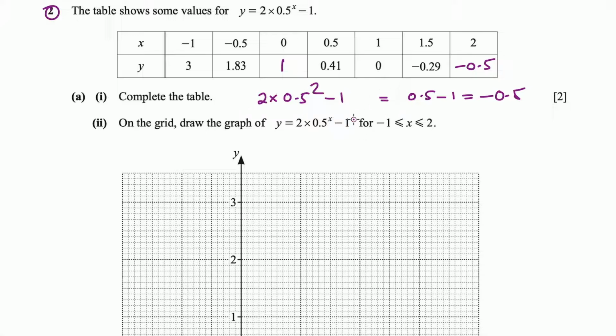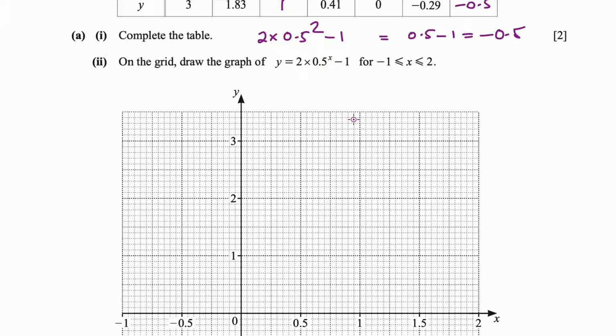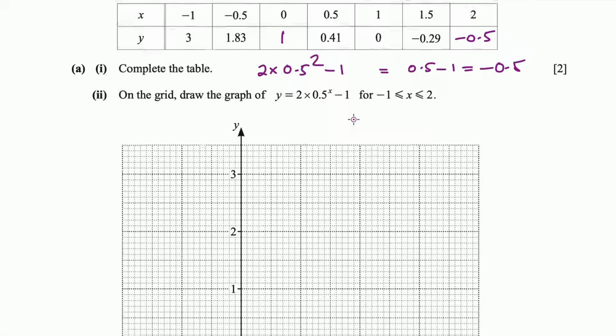Okay. Now on the grid, draw the graph of y is equal to. So we need to translate these points into the graph. So let us try that. At minus 1, it is 3. So this is the point. When it is minus 0.5, it is 1.83. So this is 1.9, so it will be somewhere over here in between 1.8 and 1.9. And when it is 0, it is 1.